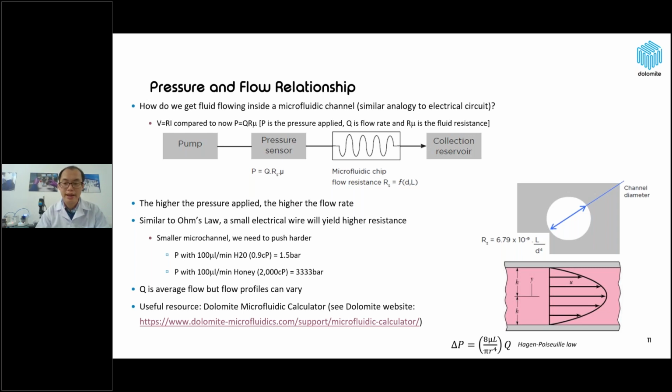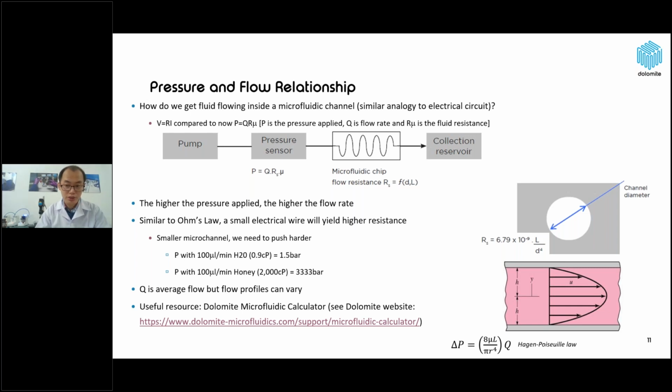In electrical circuits, we have Ohm's law. Here you also have P as a function of Q and R_mu. P is the pressure applied, similar to the voltage in Ohm's law. Q is the flow rate of the fluid, and R_mu is the overall fluid resistance.